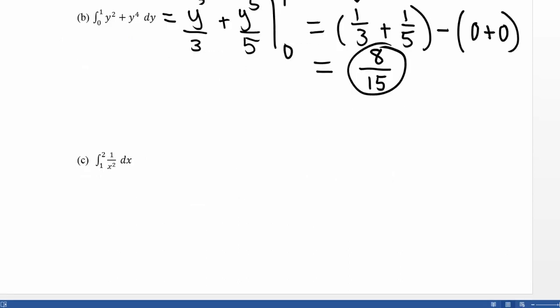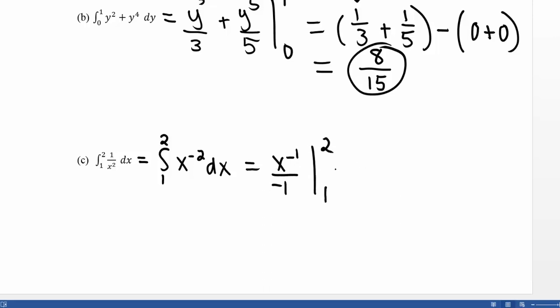Part C, the integral from 1 to 2 of 1 over x squared dx. Before I can compute this integral, my first step is going to be to rewrite it algebraically, because this is not a form where I can take the antiderivative yet. So if I have 1 over x squared, I can rewrite this as x to the negative 2 dx. I can bring a term up from the denominator by changing the power from being positive to being negative. So now, if I add 1 to the power and divide by the new power, I get x to the negative 1 divided by negative 1. And I'm going to evaluate that from 1 to 2.